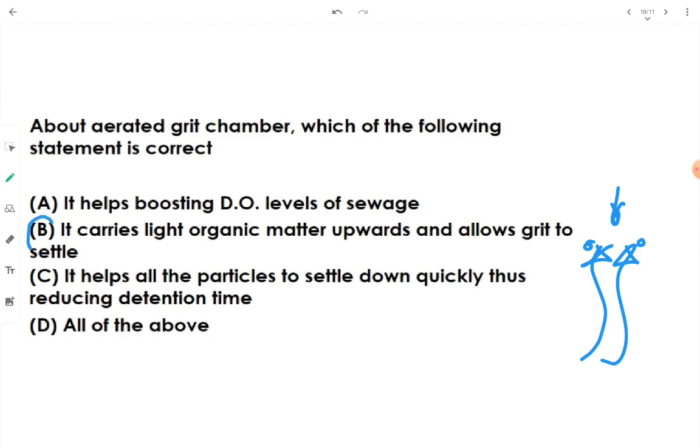Option B is the correct one, because we do not want organic particles to get settled down in the grit chamber. The organic matter is meant to be properly decomposed and treated in biological treatment units. That's why we don't want organic particles to settle down along with the grit. We only want inorganic particles of sand and silt to settle down in the grit chamber.